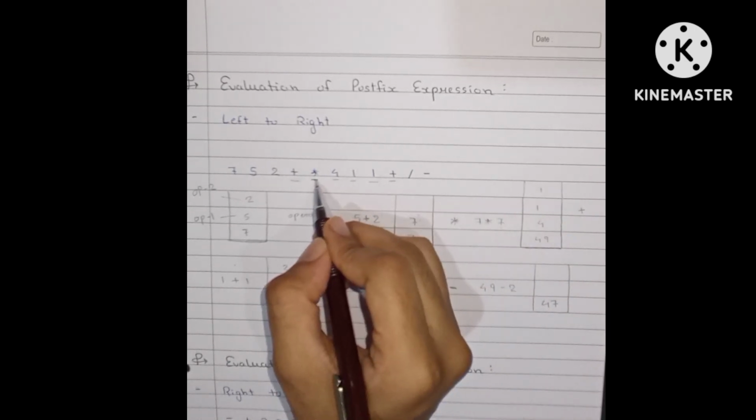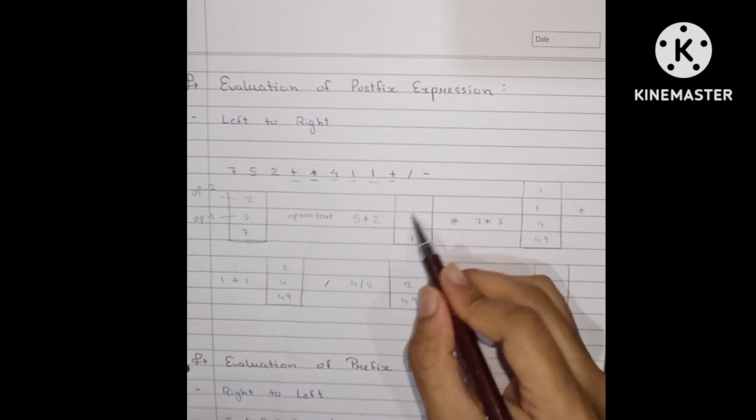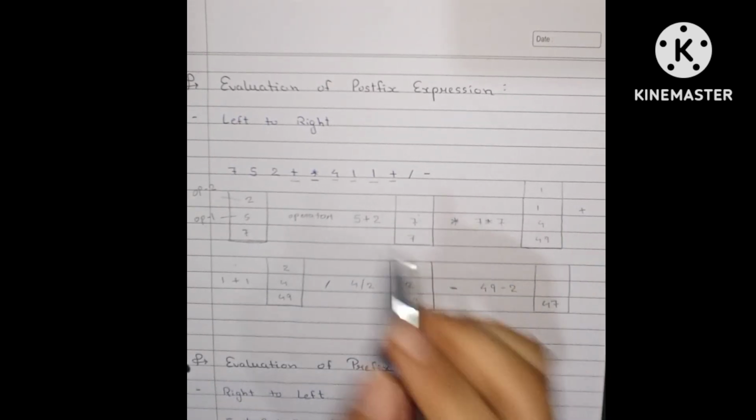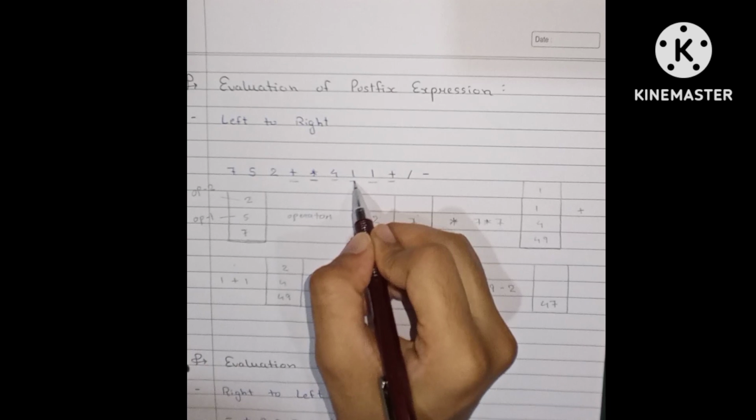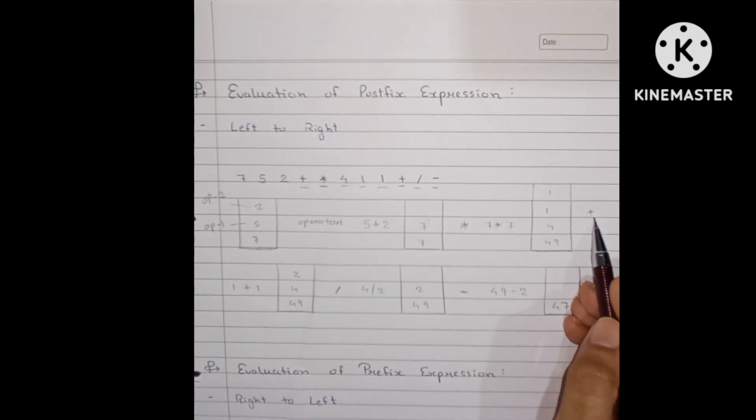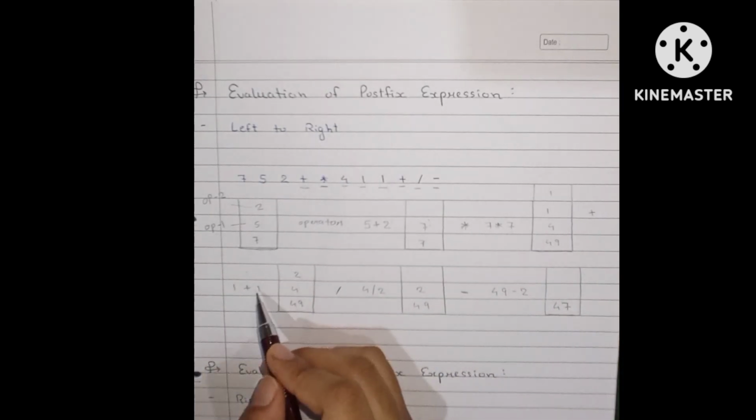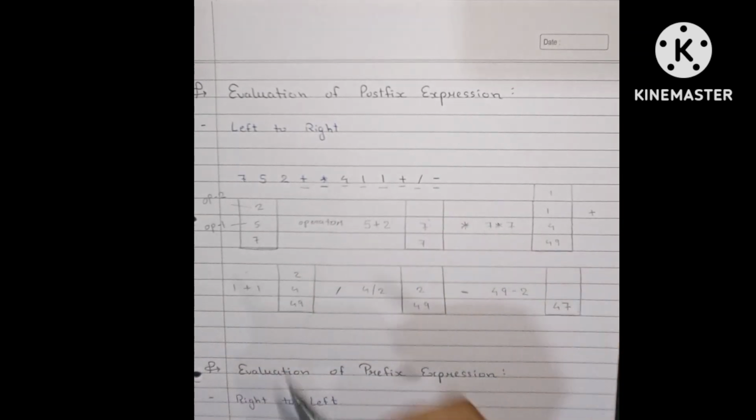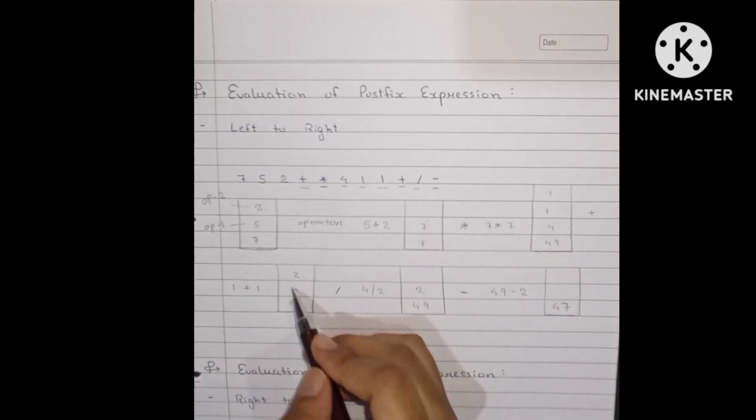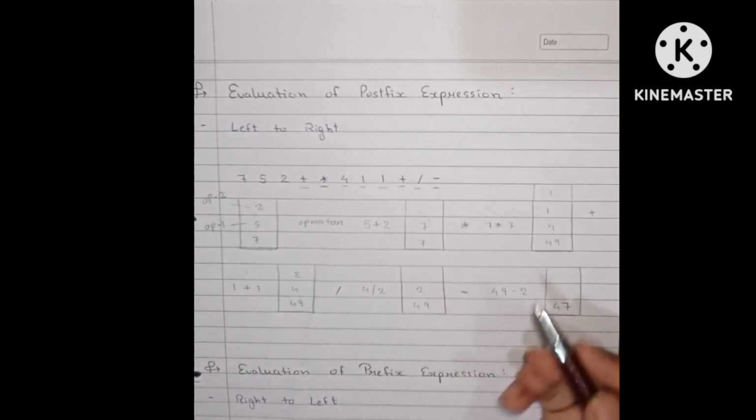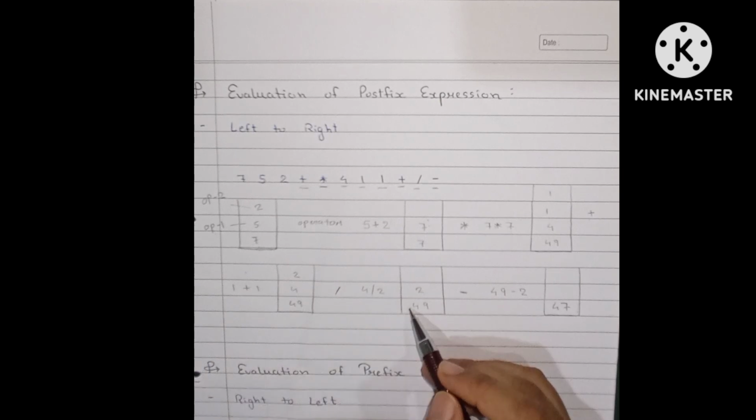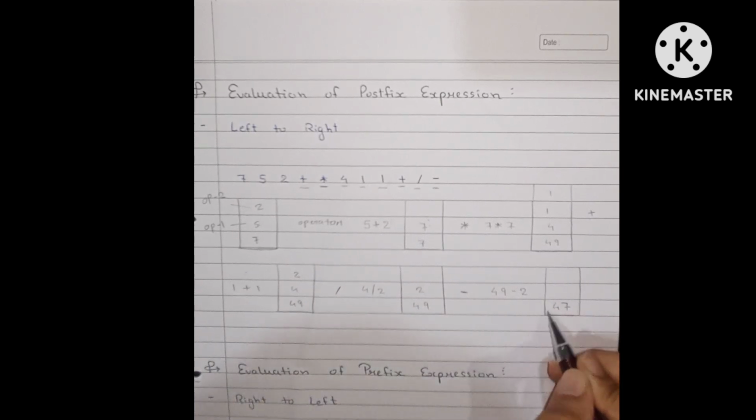The next one is an operator, so perform the operation between the last two elements and add the answer into the stack. The next one is 4, then 1, 1. Next is an operator, so perform the operation between the last two elements and add the answer into the stack. Next is division, so perform the operation between 4 and 2 and the answer is added into the stack. Next, the subtraction is performed between the last two elements and that is the final answer, that is 47.